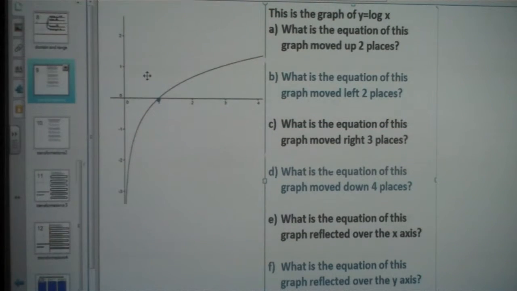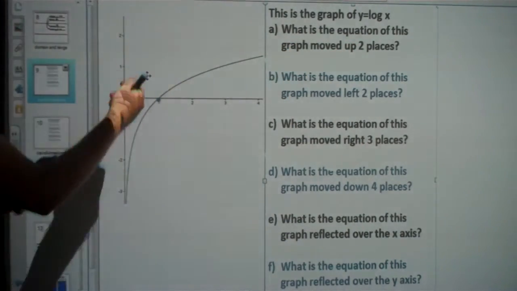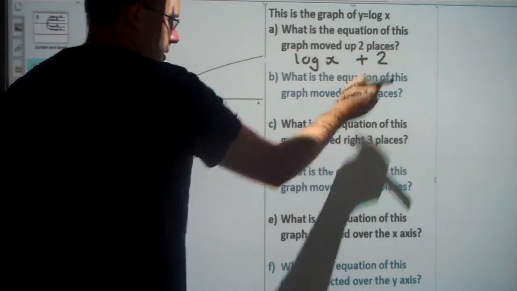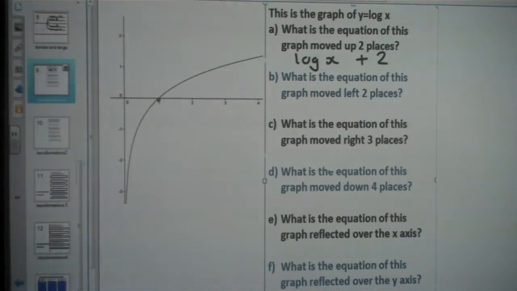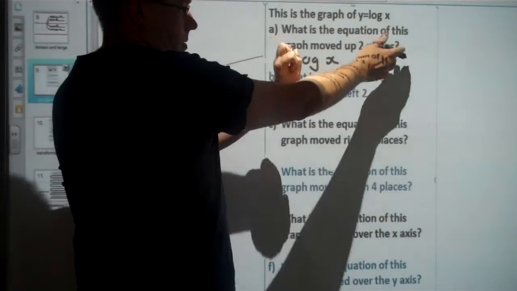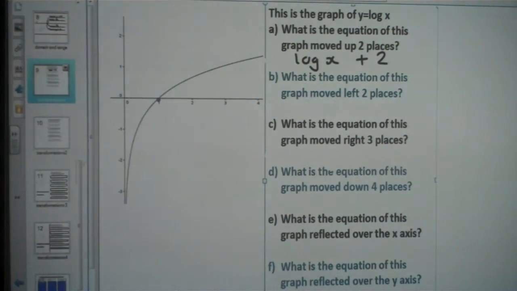Now we can also use this to review our work on transformations of graphs as well. So this one says, what is the equation of the graph moved up 2 places? So that's a vertical translation. So what we need to do is just simply add 2 to the end of the equation. Now notice this isn't the log of x plus 2 though. You work out the log of x and then you add on 2.